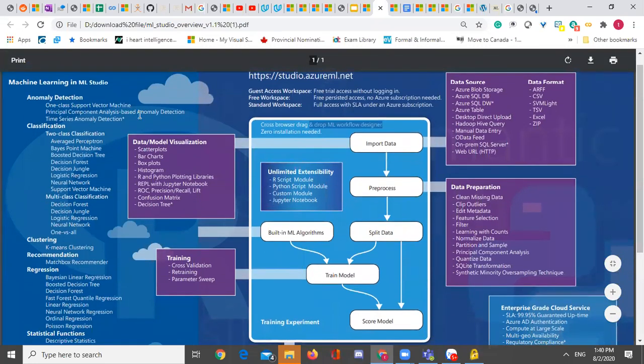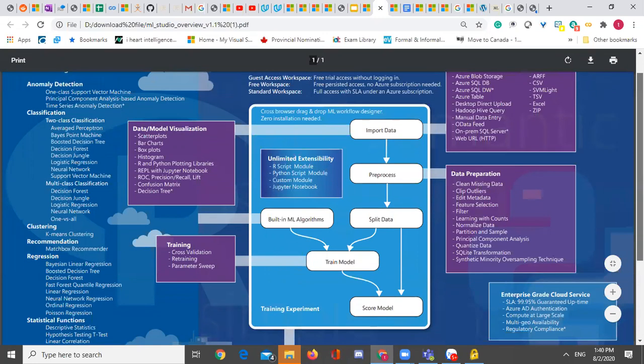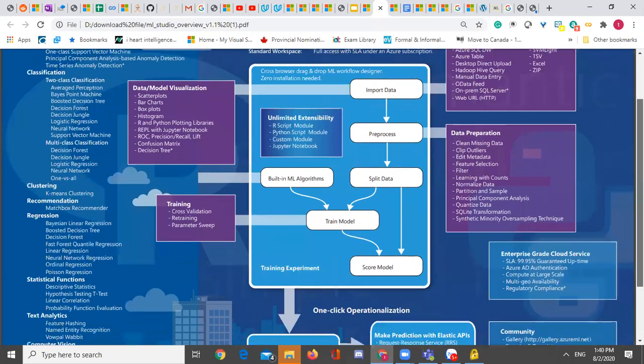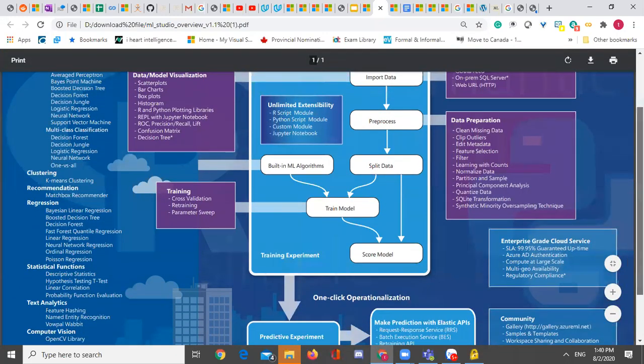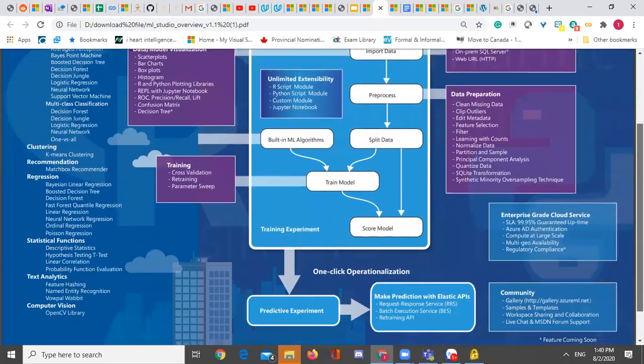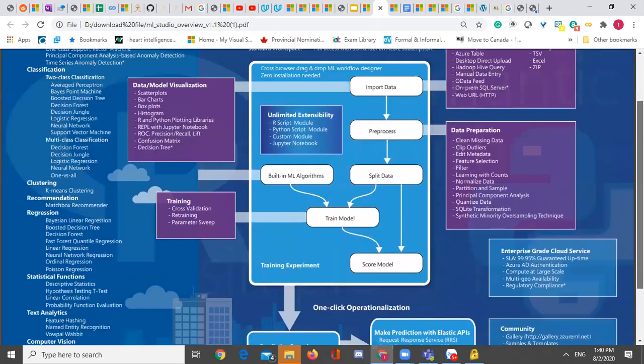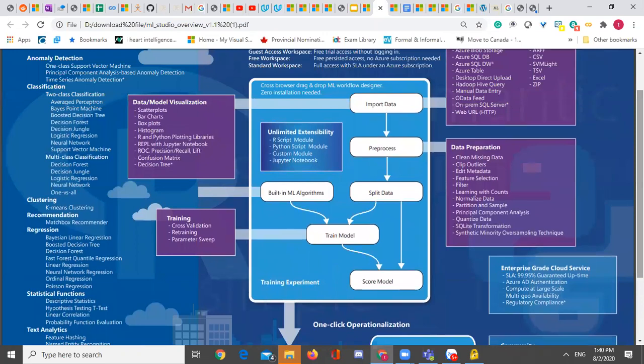So here we have machine learning in ML Studio. ML Studio is a part of Azure Machine Learning. This is a service. You can see the algorithms that are supported: anomaly detection, classification, clustering, recommendation, regression, and statistical functions. Go to it and see how the Azure Machine Learning Designer works. I'll talk more about it in the next few slides, but this is the overview, so you can double check your knowledge.